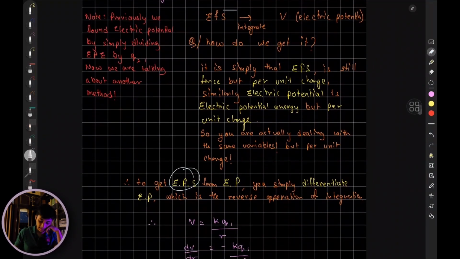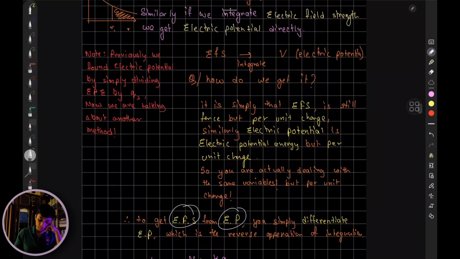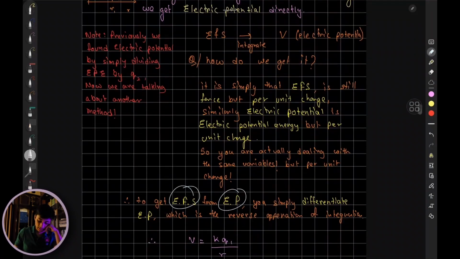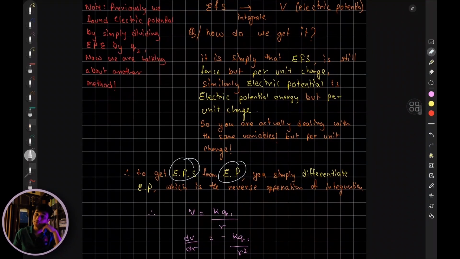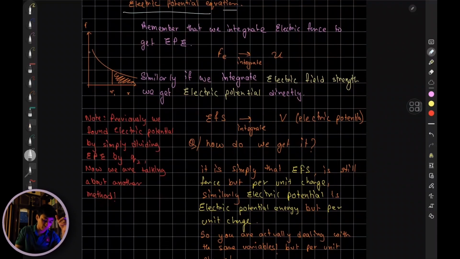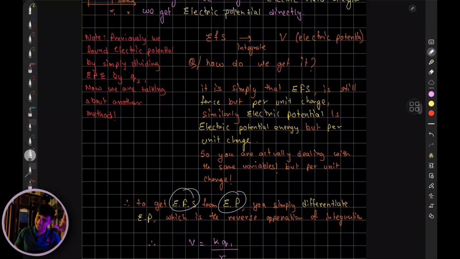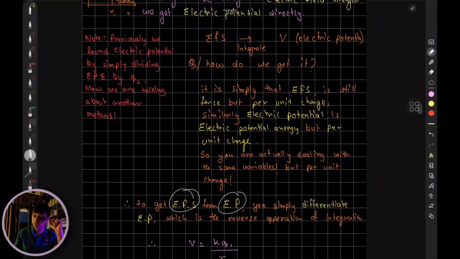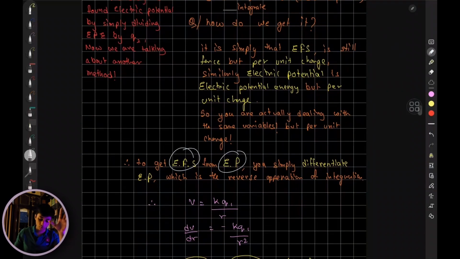To go from electric field strength to electric potential, what we saw over here was you have to integrate it. You integrate the force, and you get the energy. So you integrate electric field strength to get electric potential. Remember, both are per unit charge. That's the only difference.